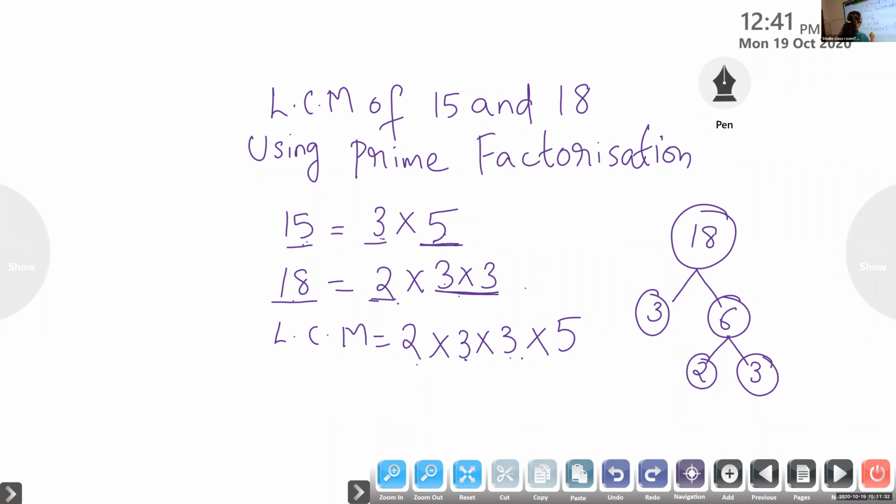Let me check again. 2 into 3 is 6. 6 into 5 is 30. 30 multiplied by 3, you can find out easily, 90. Other methods too. 90. 3 into 0 is 0. 3 into 3 is 9. So 90. Very good. Okay, children.